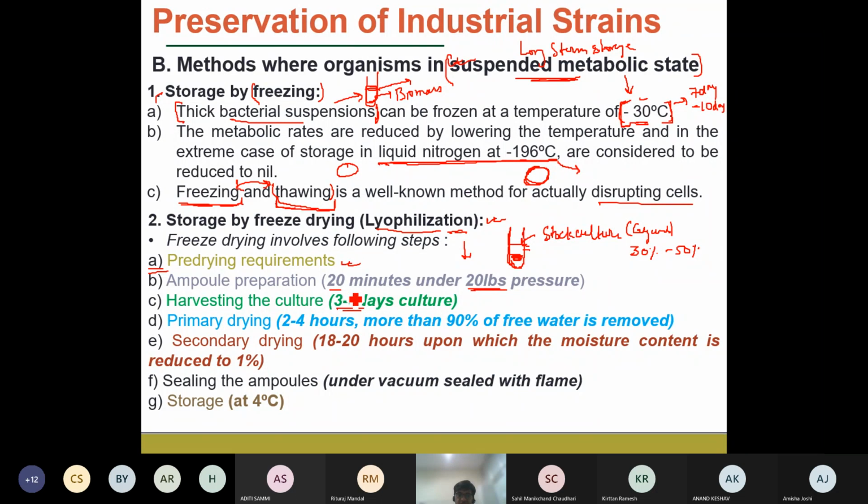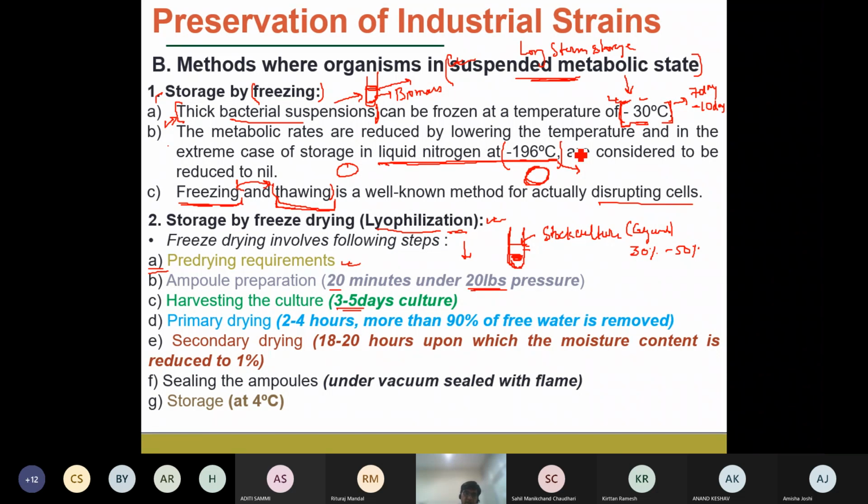So we have seen that in the earlier case, in the case of freezing, we do it in a stepwise manner. Suppose you are going to freeze your bacteria up to minus 196. So first we will freeze it at minus 30, and then we will take it to minus 196, so that the cells are not exposed to a rapid decrease in temperature. If it is immediately put at minus 196 degrees Celsius, then what will happen? The cell membrane will rupture.